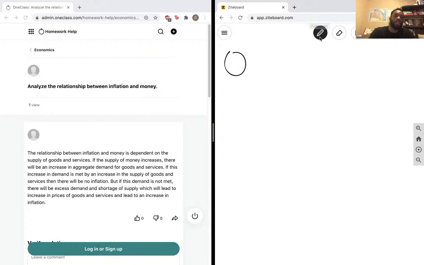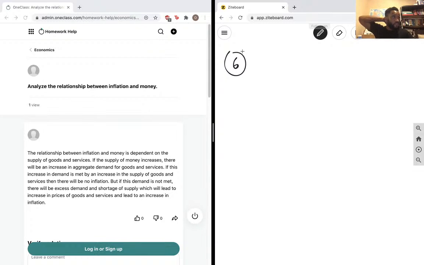So question number 6, analyze the relationship between inflation and money. The relationship between inflation is dependent on the supply of goods and services. If supply of money increases, there will be an increase in aggregate demand of goods and services. If this increase in demand is met by an increase in the supply of goods and services, there will be no inflation. But if demand is not met, there will be excess demand and a shortage of supply, which will lead to an increase in prices of goods and services and lead to an increase in inflation.